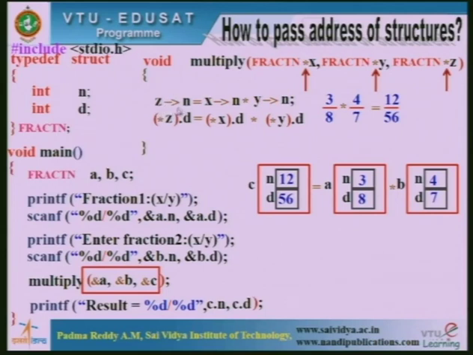So, z pointing to n is something but x pointing to n multiplied with y pointing to n. Similarly, here this has to be changed to what? X pointing to d, y pointing to d, both are multiplied and the result is available in the variable z pointing to d. This is z pointing to d, which is nothing but how much? 56. So, now we have seen how to pass members of a structure, how to pass structures, and how to pass address of structures to the function.